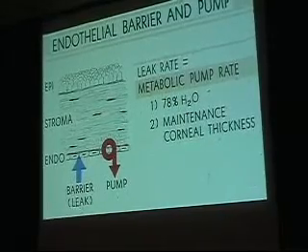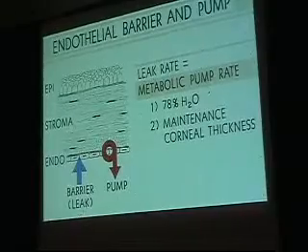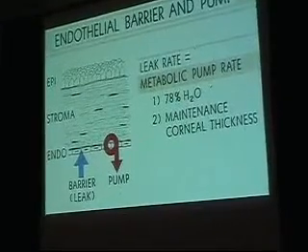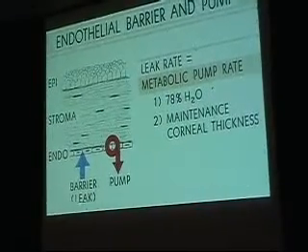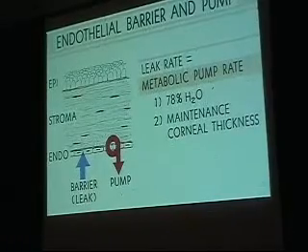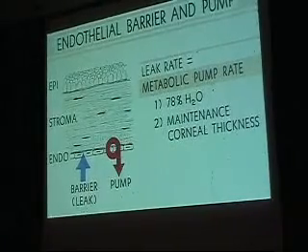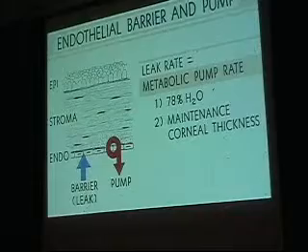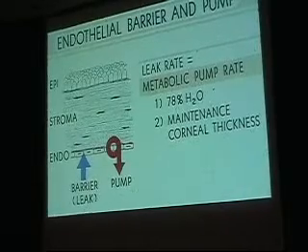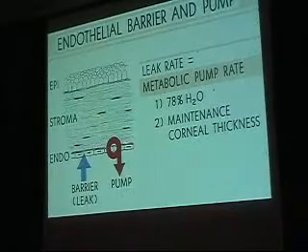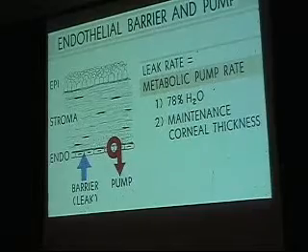Okay, so what happens as we go through, and I'll show you in Fuchs, is that this balance changes. Because in many cases, with our Fuchs patients, the pump can't balance the leak. So what happens, the cornea swells up and gets edematous. Starts to look like that milk glass that I was talking about.